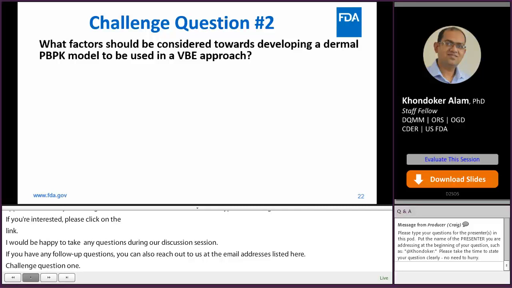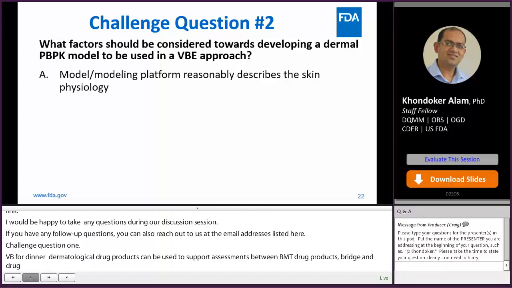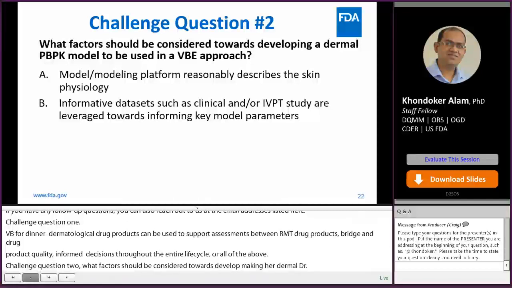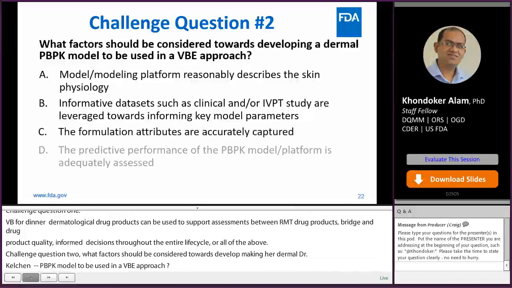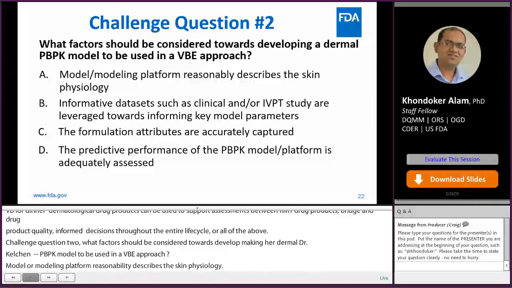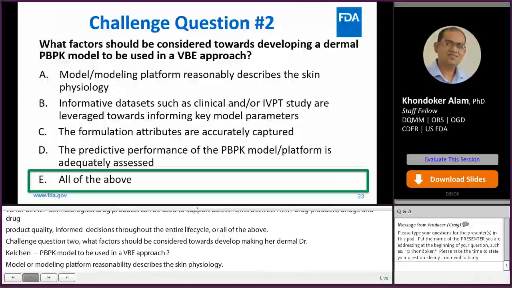Challenge question 2. What factors should be considered towards developing a dermal PBK model to be used in a virtual bioequivalence approach? The model or modeling platform reasonably describes the skin physiology. Informative datasets such as clinical and/or IVPT studies are levers towards informing key model parameters. The formulation attributes are accurately captured. The predictive performance of the PBK modeling platform is adequately assessed. All of the above? The answer is all of the above.